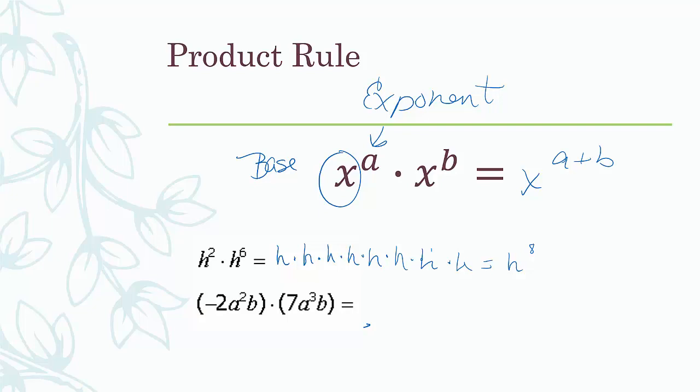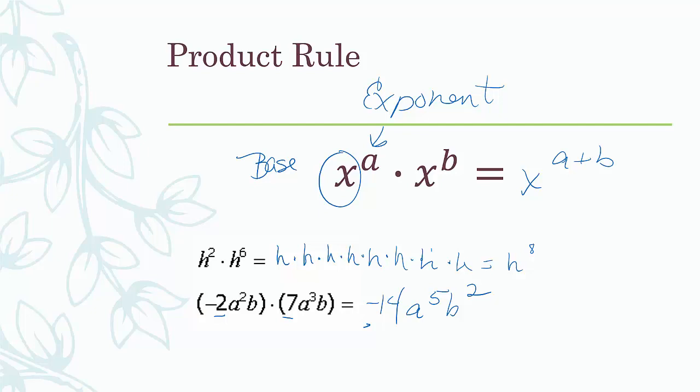All right, so the first thing we're going to multiply is the constants. So we've got negative 2 and 7. That equals negative 14. The next thing we're going to multiply is the a's. So we go a squared times a to the 3rd. That becomes a to the 5th. And then b times b is b squared. Okay? Beautiful. You guys are doing great. I miss your faces. I do.